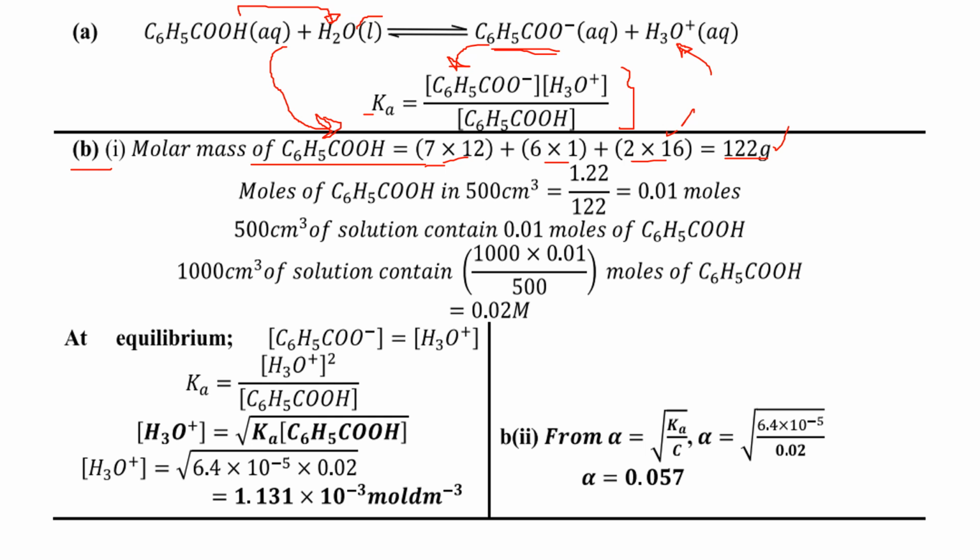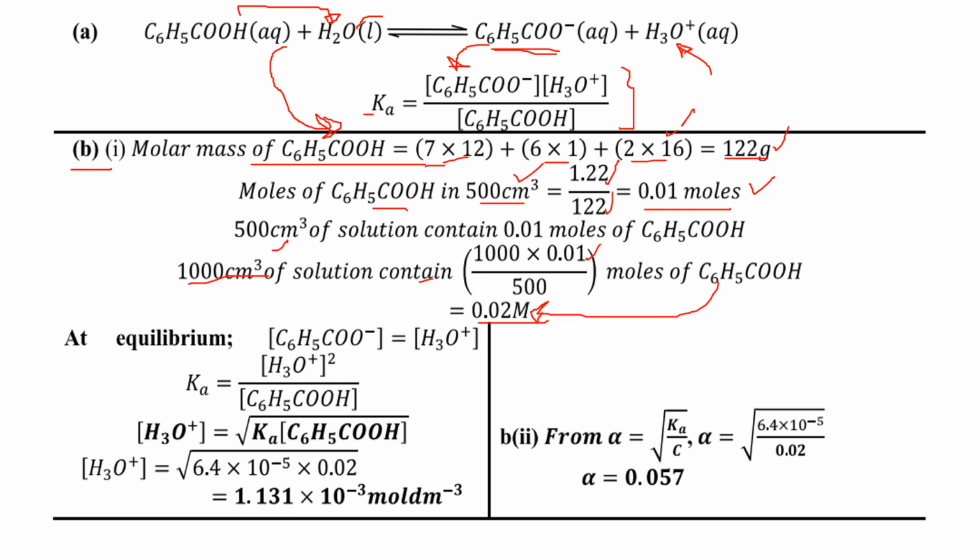To get the moles of benzoic acid present in the given volume, it is the given mass divided by the RFM, and you are going to get 0.01 moles. Now we are going to say that these moles are contained in this volume. What about 1,000? So 1,000 centimeters cubed of solution is going to contain 1,000 multiplied by 0.01 mole divided by 500, and you are going to end up with 0.02 molar. So this is the molar concentration of benzoic acid.